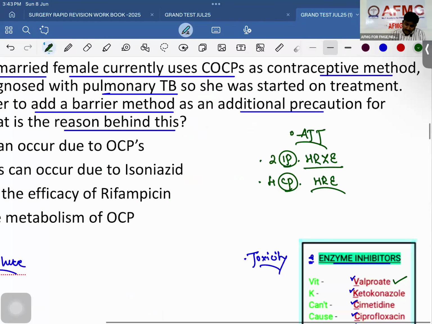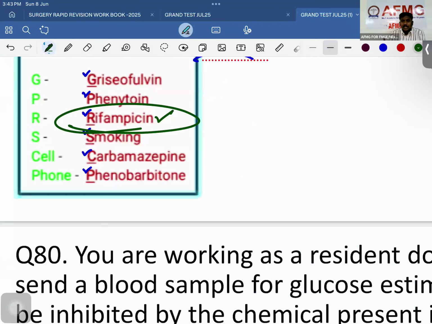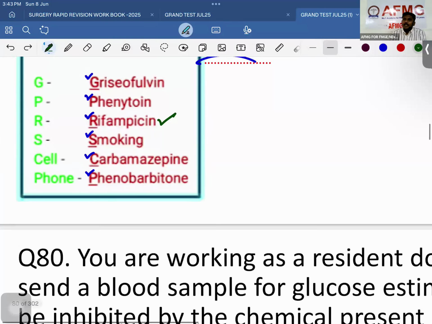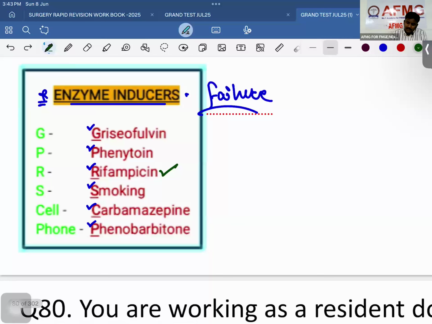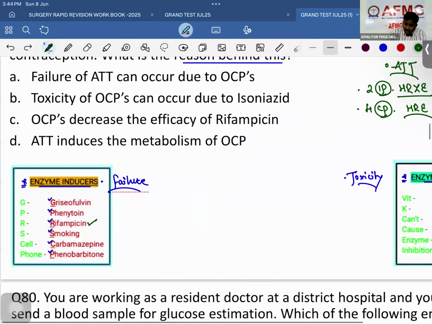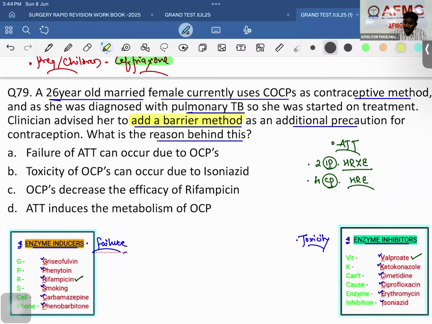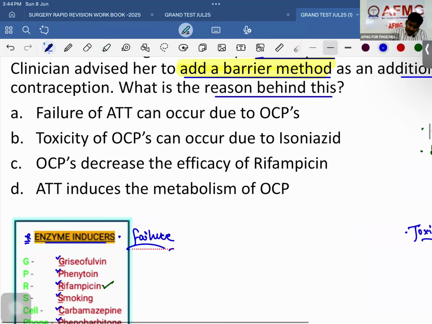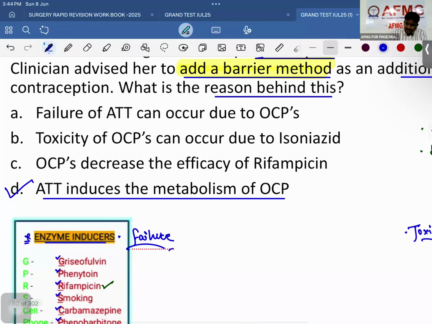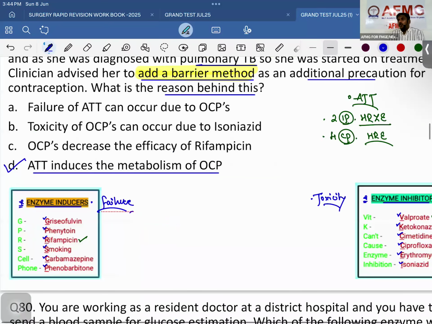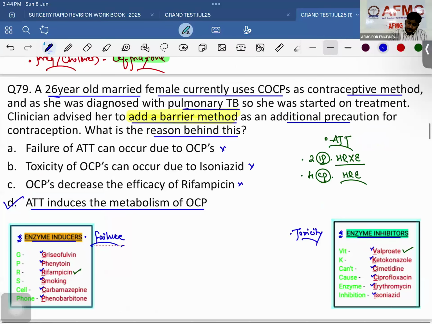That is important. अब हमें पता है that rifampicin is an enzyme inducer. If you give rifampicin along with OCPs, beta, rifampicin will stimulate the enzyme, due to which all the OCPs will get metabolized faster and then there will be failure of OCPs. इसी वजह से we have asked her to add an additional method of contraception. So why have we asked her to add a barrier method of contraception? The reason behind this is, beta, option D, that is ATT, that is anti-tubercular therapy, or the rifampicin especially, will induce the metabolism of OCPs and can cause failure, beta. ठीक है? So that is what is important.